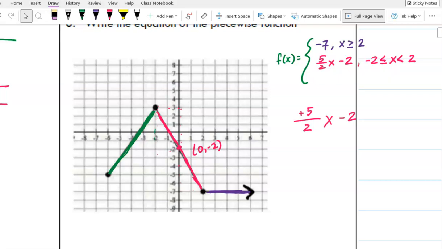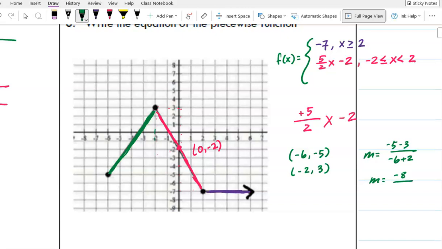Okay, so let's take a look at the last one. We know that we have points -6 and -5. And then we have points -2 and 3. Okay, so we can figure out slope: negative 5 minus 3 over negative 6 plus 2. The slope of this is going to be negative 8 over negative 4, which is 2. So 2x. And so to figure out the y-intercept, I can put it into the slope-intercept formula.